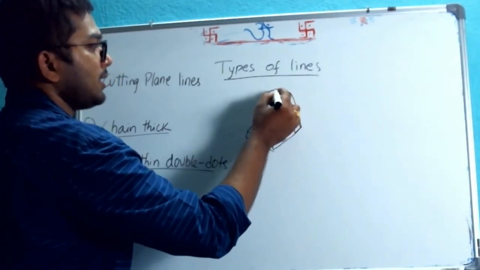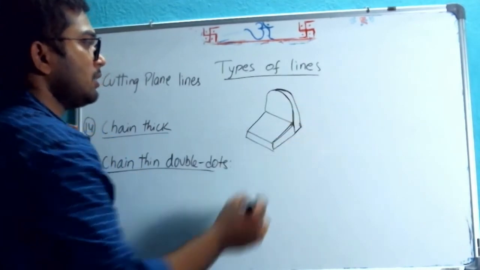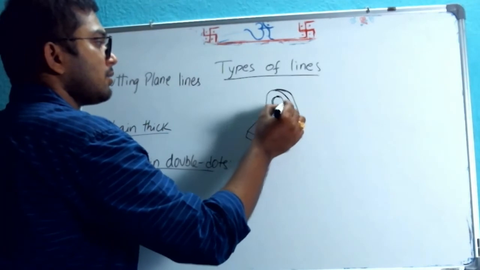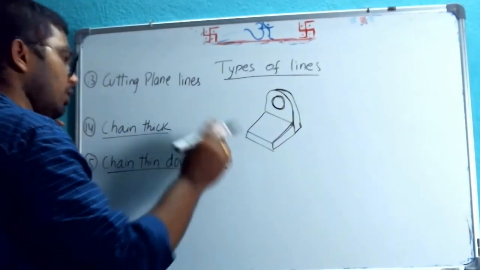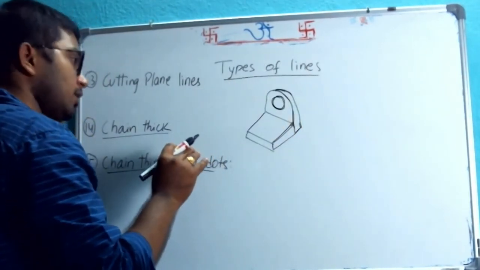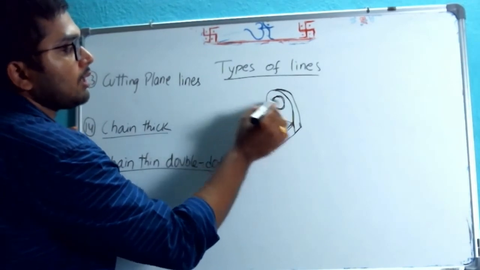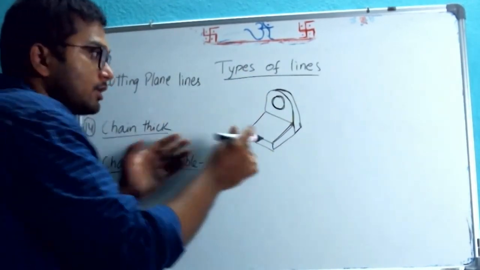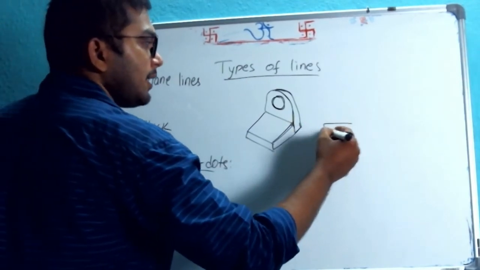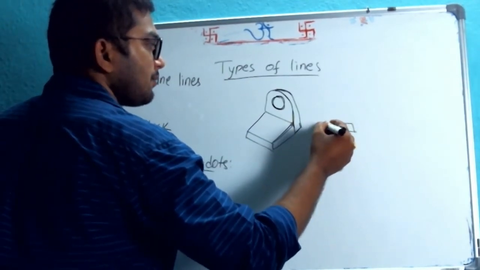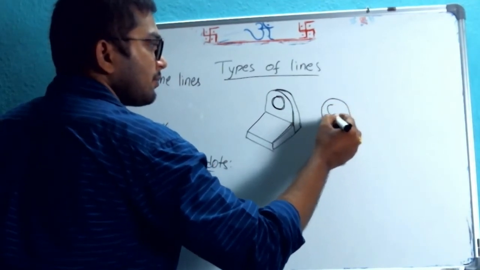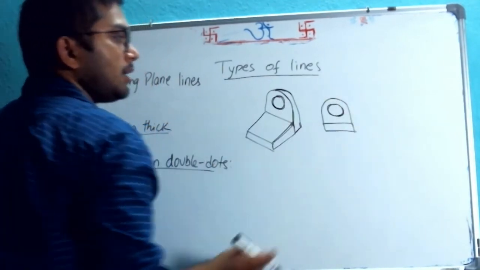Just for explanation purpose I have drawn it, it is not a perfect one. And certain this hole or a blank. Now I want to draw when I look from this side. When I look from this side, I will get it like this. Right? Front.